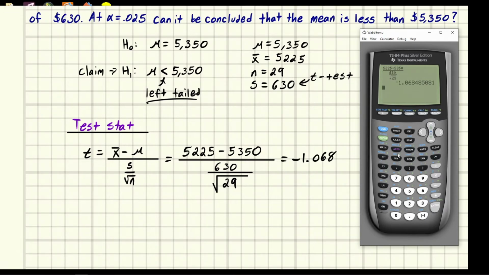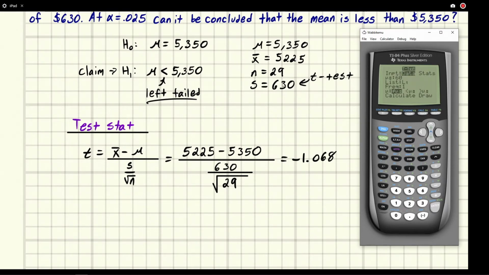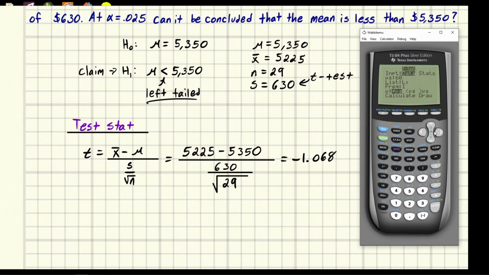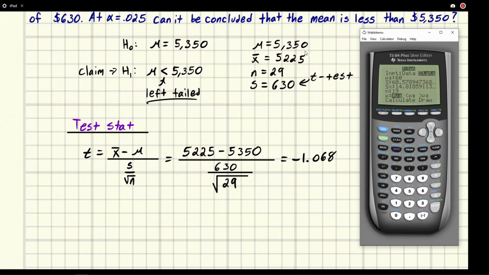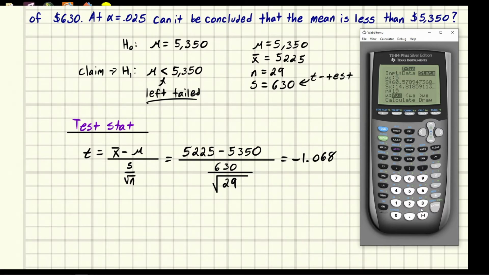If we want to get this using the calculator, we just simply come over to stat. We go to tests, and there's a t-test, number 2. So we're going to choose that. We have statistics. These numbers here were computed from a group of data, so they're stats. So we're going to go ahead and choose that. And we've got our mean, 5,350. This is mu naught. Then we have X bar, that's 5,225.